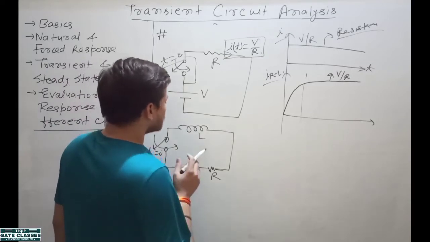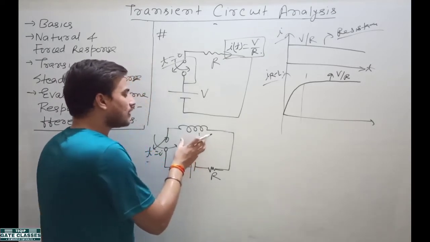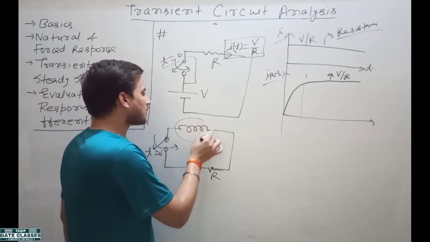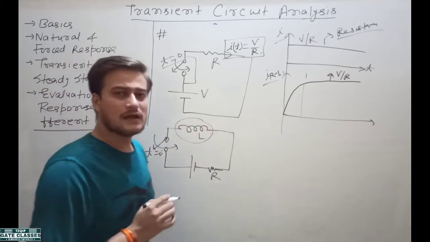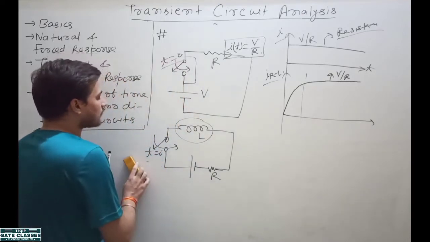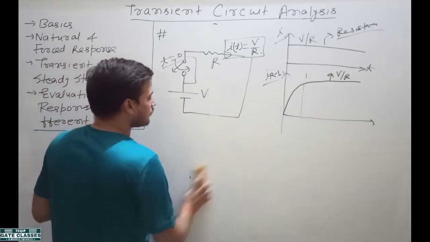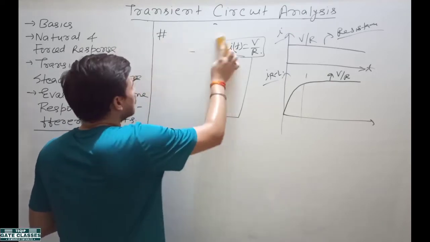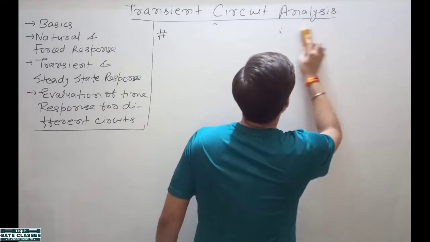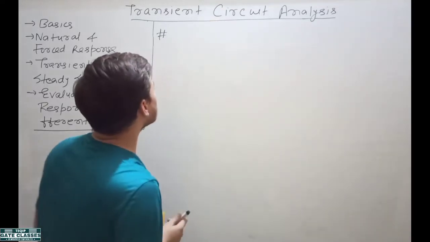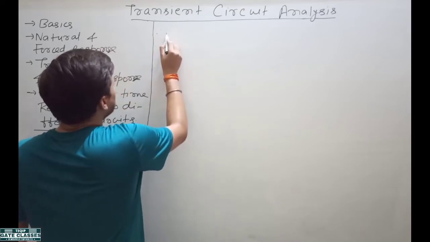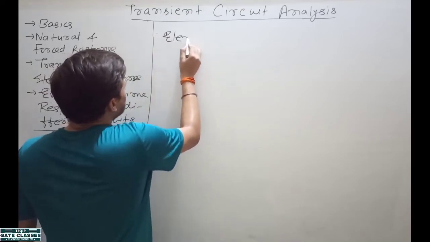Clear? So that means you see that when the time t is equal to 0, at that time current was 0, that means inductor was behaving like open circuit. So that's why we have to see some basics about that. What is the nature of inductor? What will be the voltage and current across the inductor at time t equal to 0 and time t tends to infinity? So I am drawing the table. Here will be the elements.